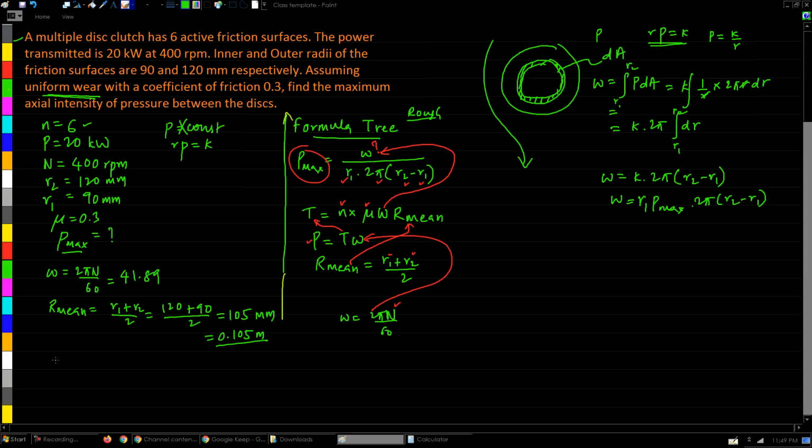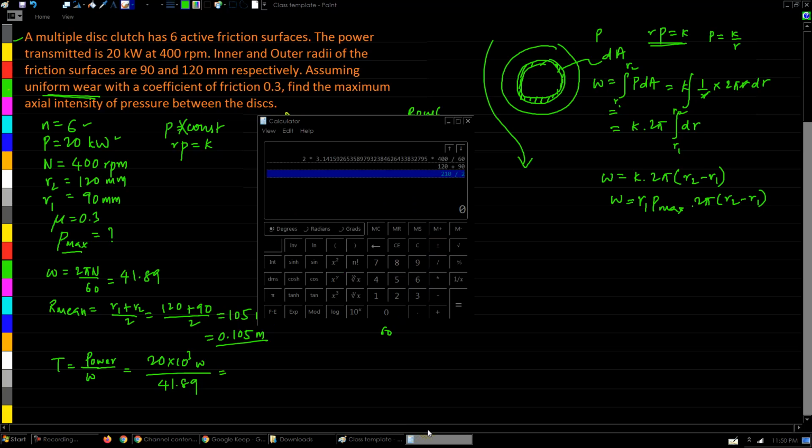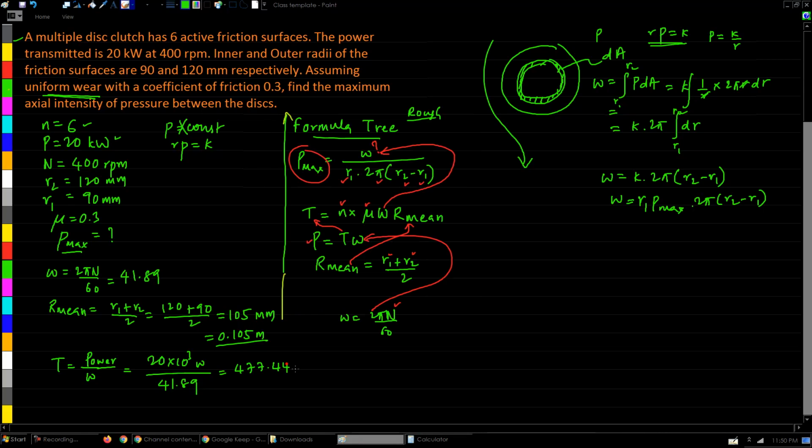Next we need to find the torque. Now for the torque formula, we have to use the power formula, and yes, power, don't confuse this with pressure. This is power. Power divided by omega is what we have to use. You can see the power value is given, that is 20 kilowatts. So 20 into 10 power 3 watts divided by the omega value we just calculated, that's 41.89. So 20,000 divided by 41.89 gives us 477.44. This torque value we get in Newton meters.